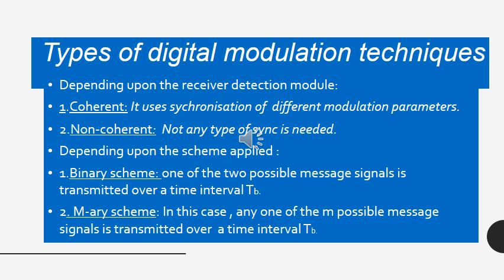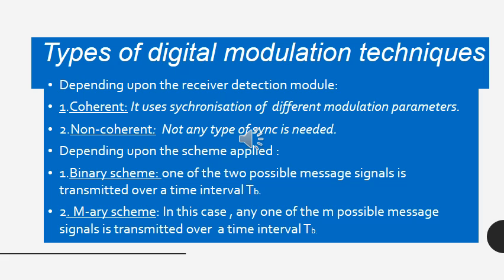Second is the non-coherent. That means here a non-coherent carrier would be applied. That means simply a carrier that would be generated by a local oscillator, and that would be directly applied to the product modulator without any synchronization.